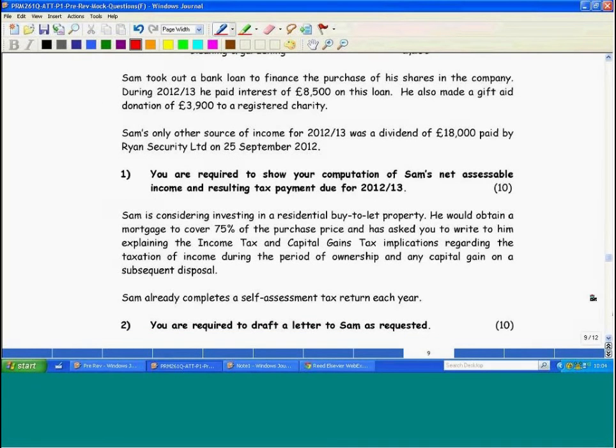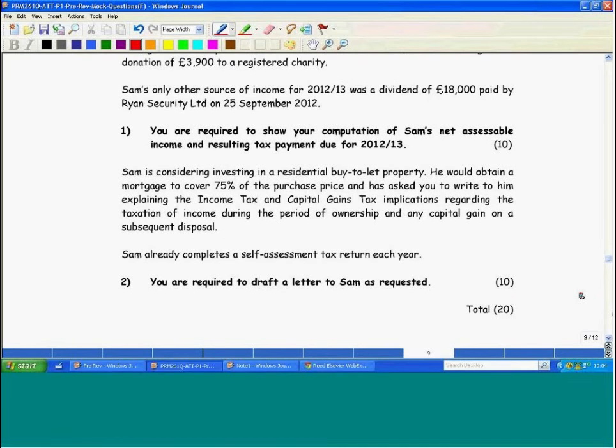Now we can see this question in particular, although it's a 20-mark question, it's actually split into 2 parts. And they're 2 separate parts. So we're going to start with part 1, where we are required to show our computation of Sam's net assessable income and resulting tax payment due for 2012-13. Now, if we're going all the way down to tax due, we are going to be taking off tax deducted at source. Okay, we want to show our full workings, use our proformas.